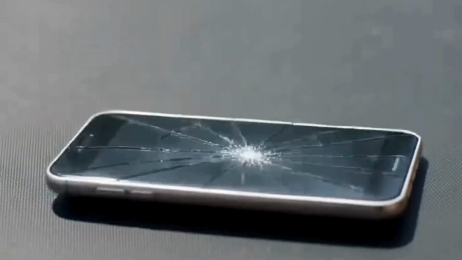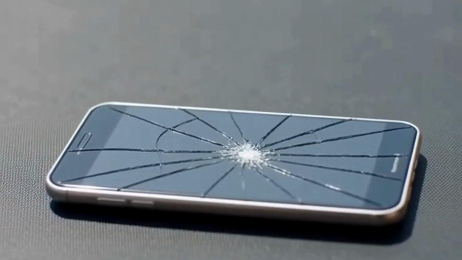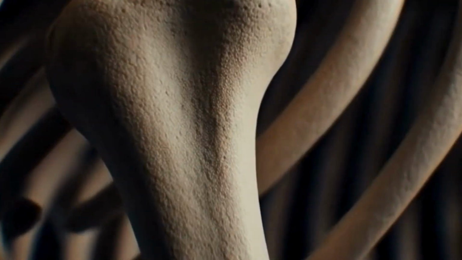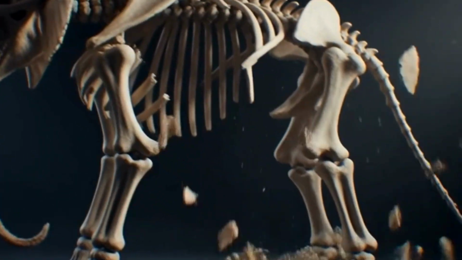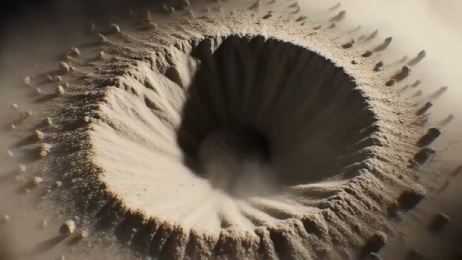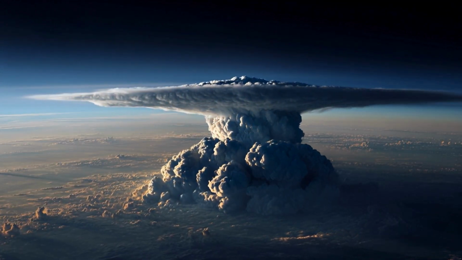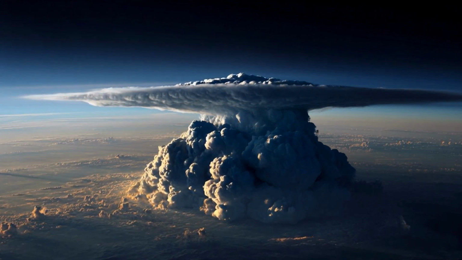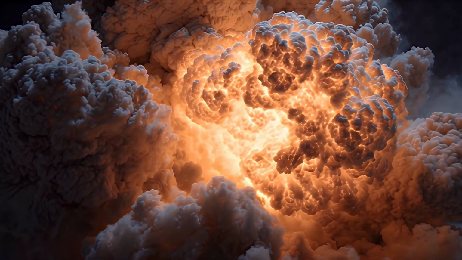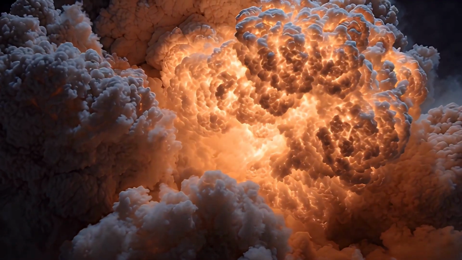From the 1 joule that cracks your screen to the 300,000 joules that would destroy an elephant and crater the Earth, to the 200 trillion joules, 200 trillion times more, of a nuclear blast. The principle is the same.